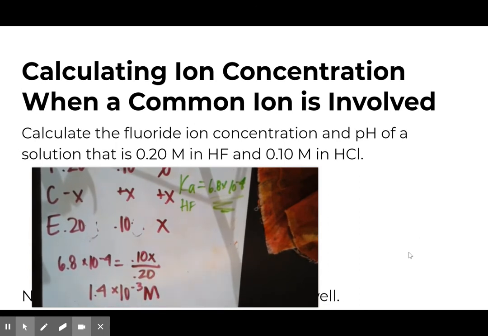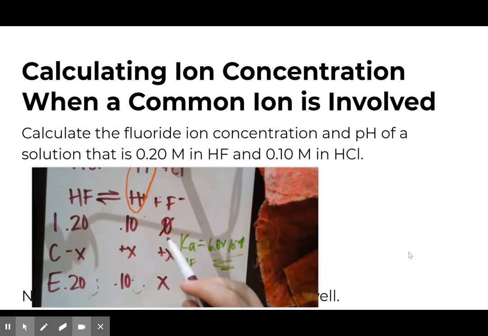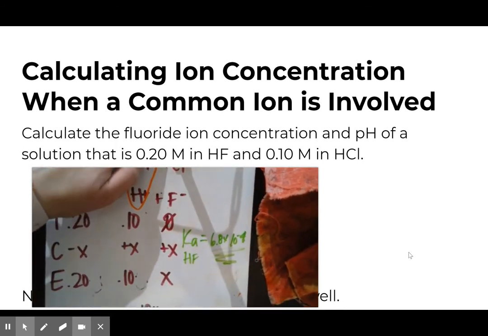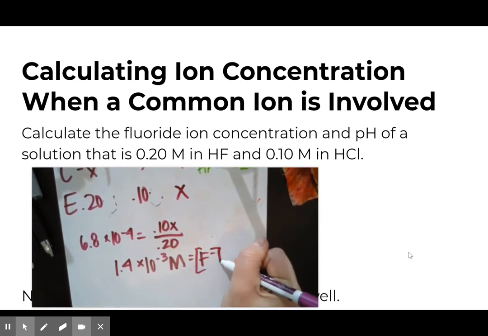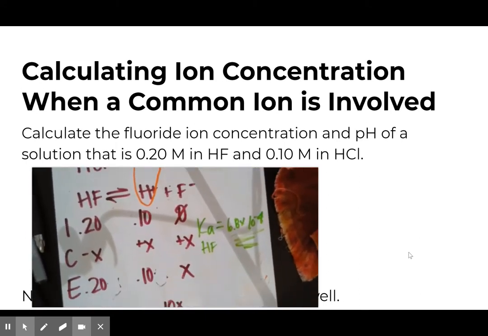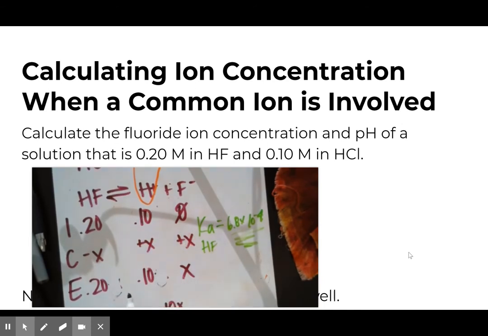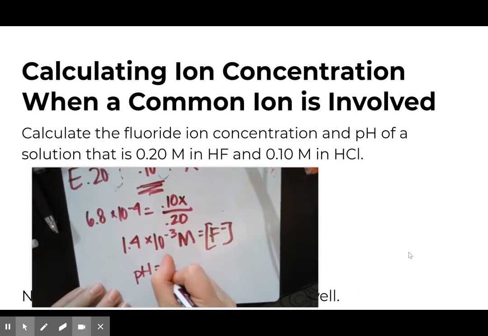Now, what is x in this situation? What is x? Let me move my word up, right? x is fluoride ion. Okay, so that means that that is equal to our fluoride ion concentration, which is what the problem is asking us to solve for. Now, we need to get the pH. Our pH is the negative log of our hydrogen ion concentration. Oh, look, the hydrogen ion concentration is 0.1, which means that our pH is equal to 1.00.